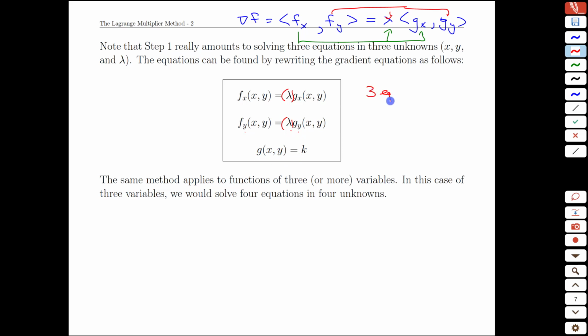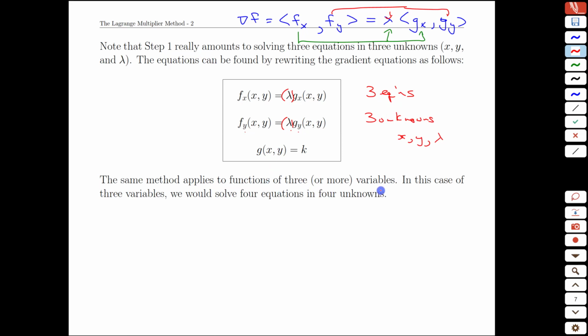And what we see here is that we have three equations and three unknowns, x, y, and lambda. So in principle, we should be able to identify solutions to this. No guarantees because they're nonlinear equations, but at least we seem to have enough information to make some progress in interesting examples.